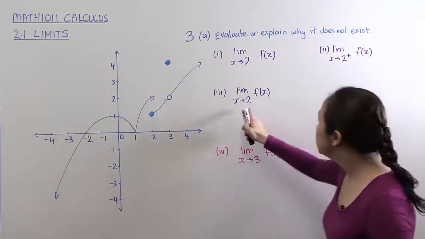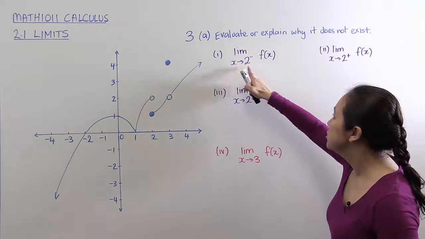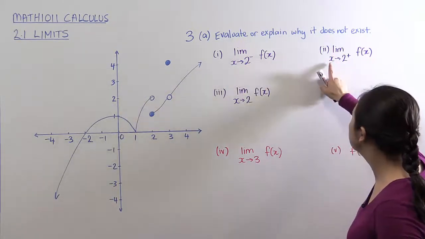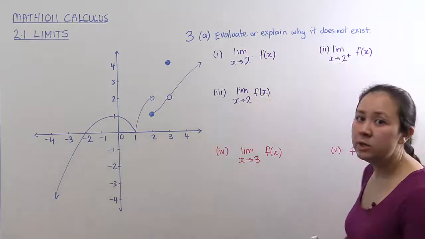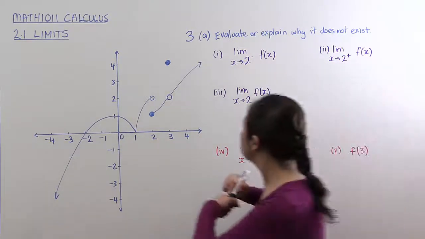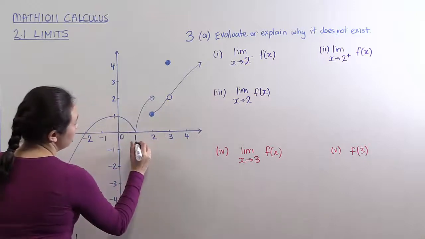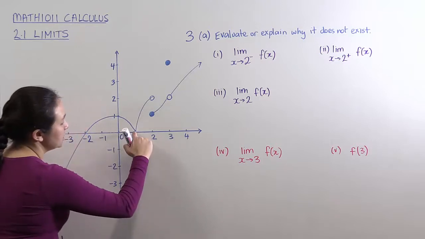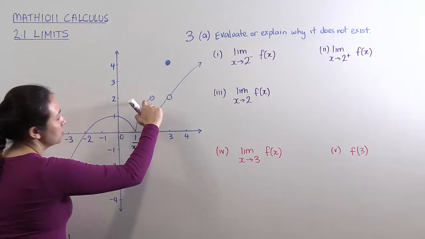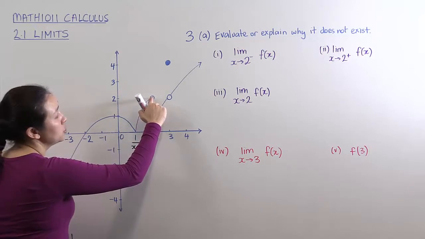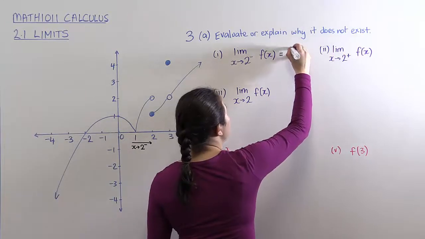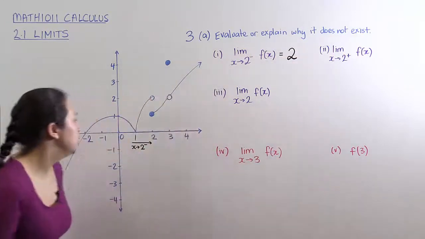right? But to do that we need to look at the limit as x approaches 2 from the left, that's what x approaches 2 minus means, and the limit as x approaches 2 plus, which means we're coming from the right. So first of all, if I'm approaching 2 minus, you can see the function is going to get closer and closer to the y value of 2 there. So that means our limit as x approaches 2 minus is 2. That's our limit from the left.